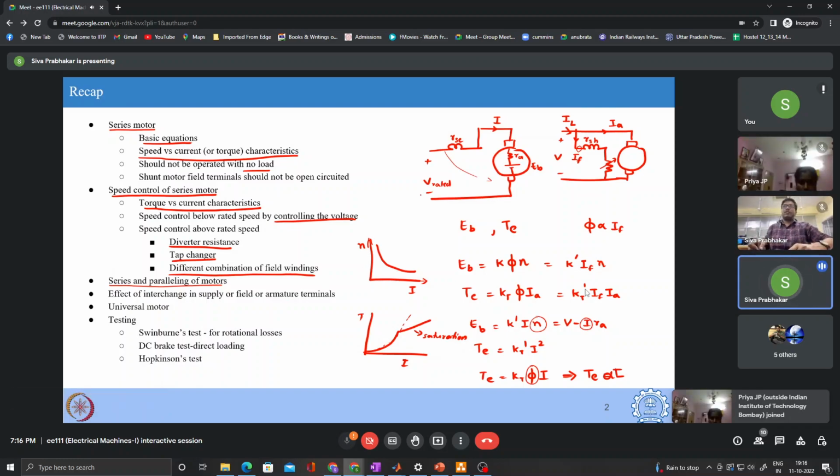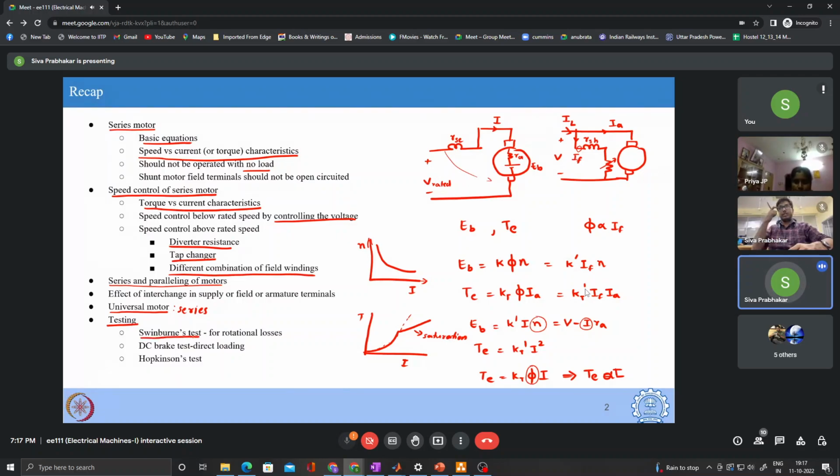And the issue with interchanging the supply terminals was also discussed, whether the motor behaves in the same manner or not. And the universal series motor is also called a universal motor because it can operate with both AC as well as DC. So these were the few things which were discussed. And testing was also introduced regarding the DC motor, and Swinburne's test was also discussed.